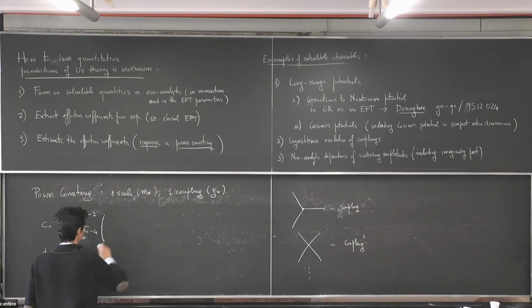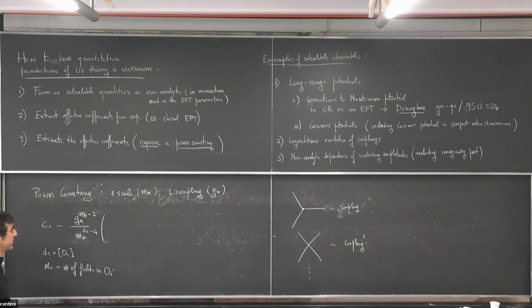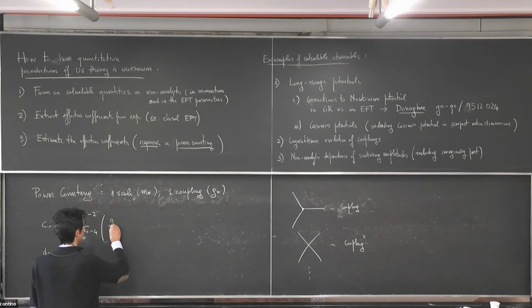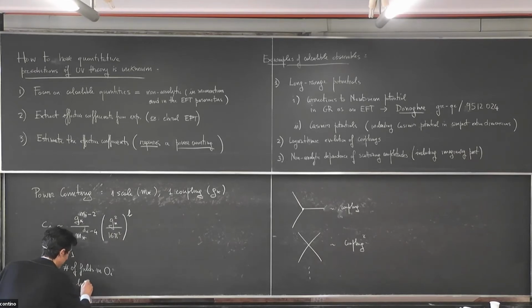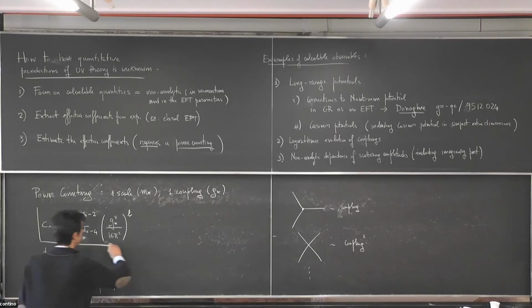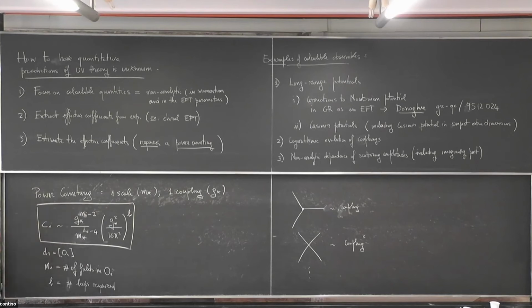Then, however, these effective coefficients might arise not simply at tree level, but at a certain order in perturbation theory, in the loop expansion. So in general, there will be another factor, G star squared, again with only one coupling, divided by 16 pi squared, to the L, where L is the loop level, the number of loops required. Okay, so that's the naive estimate that one can make.